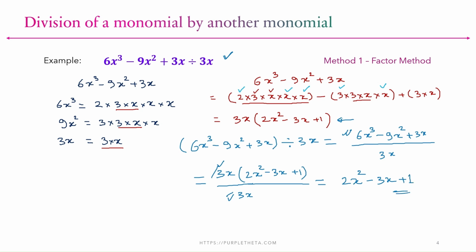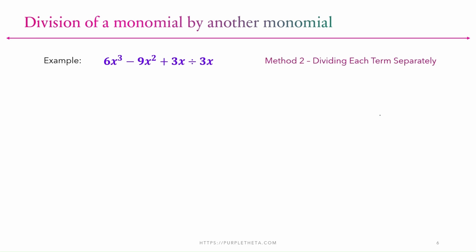Okay, so let us learn this division by a different method. In this method, we divide each term of the polynomial by the monomial, right? So I will write this division in division form: 6x cube minus 9x square plus 3x, divided by 3x. This is the same example as we have seen in the earlier slide, but we are going to solve it by a different method, right?